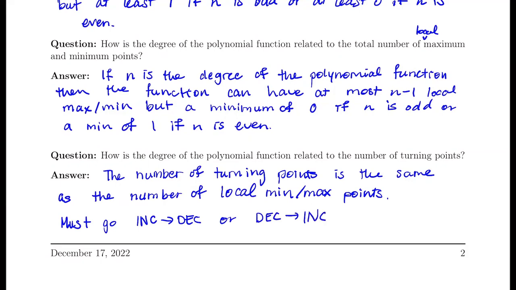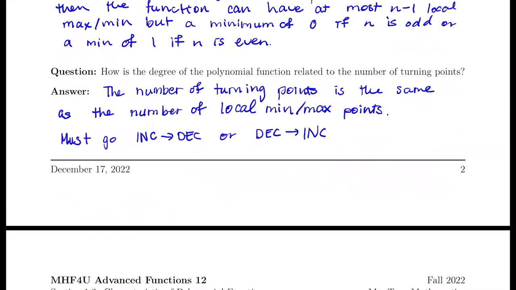Now, note that from these two cases, if we go from increasing to decreasing, so something like this, then it's going to be a local max. So if it goes from increasing this way and then decreasing this way, that's going to be your local max. Similarly, if we have decreasing to increasing, that's going to be your local minimum.